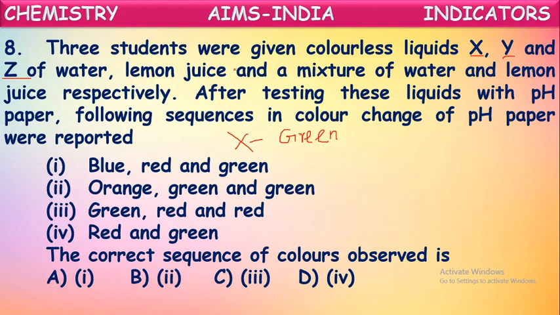What about the third solution Z? It contains purely lemon juice. So this Z is also an acidic solution. So Z also shows the color change red. Now X is giving color change green, whereas Y and Z are giving color red with pH paper. Now what will be the correct answer? The third one. That means C. Okay, X is giving green color, Y and Z are giving red color with pH paper because these two contain acid.